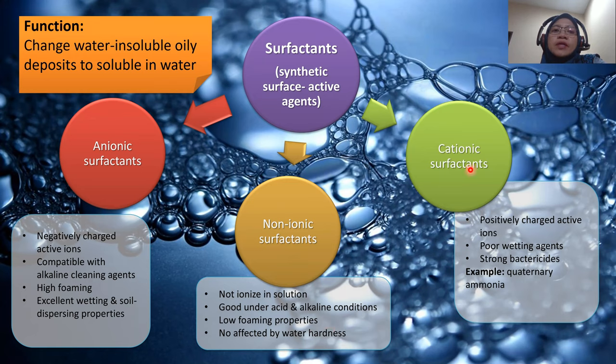Cationic surfactants are positively charged active ions that are actually poor wetting agents, but are strong bactericides. Thus, they act as sanitizers. Quaternary ammonia is one example of a cationic surfactant. Actually, there are hundreds of variations of surfactant out there in the market, which are impossible for me to list here.